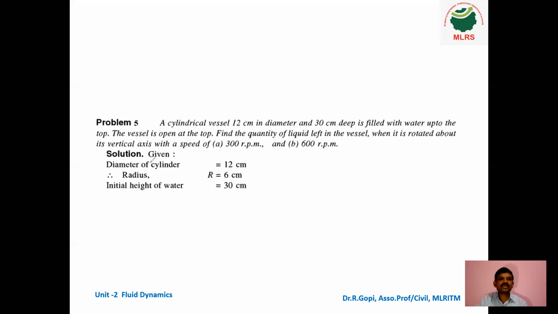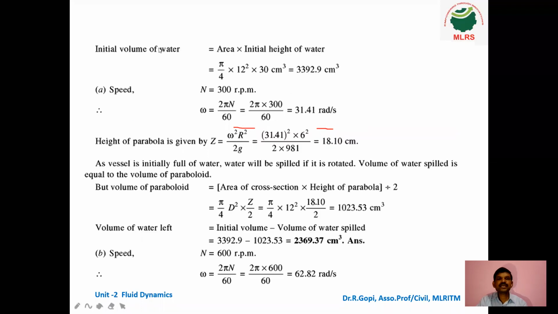Okay, so now write the given data. What is the diameter of the cylinder? It is 12 centimeter. Okay, radius is 12 by 2, 6 centimeter. Initial height of the water, how much? 30 centimeter. Okay, so next, speed. Speed is 300 and 600.